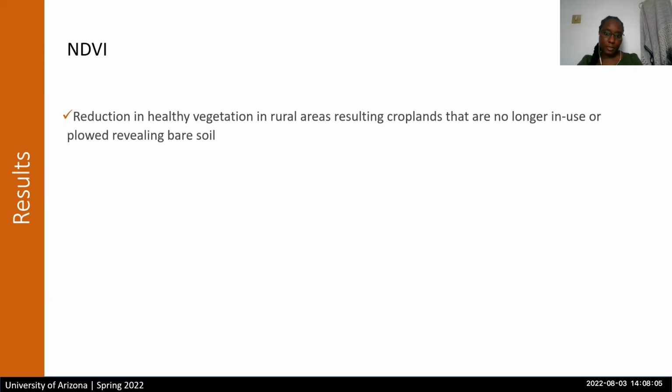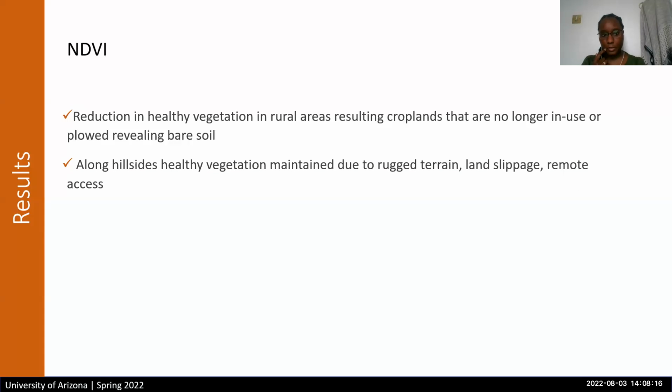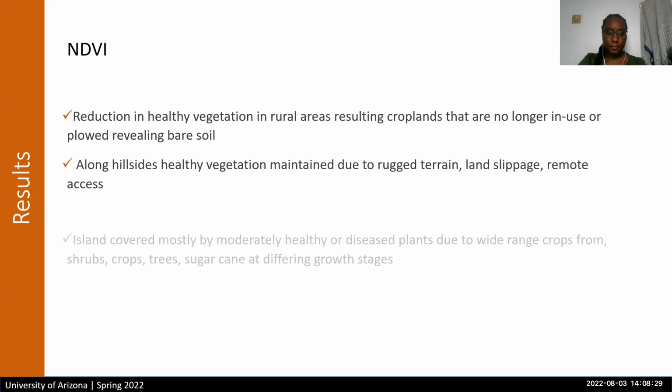Now, from our results, there are several reasons why we would have gotten the results we did. Firstly, the healthy vegetation loss in the southern part of the island. These may have been areas that are no longer in use or have been plowed, revealing bare soil. Along the hillsides, healthy vegetation is being maintained mainly because this area is remote and prone to land slippage. Therefore, urban construction would be limited.